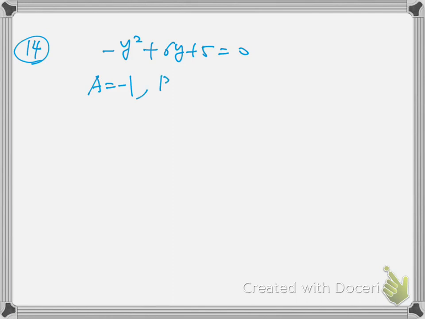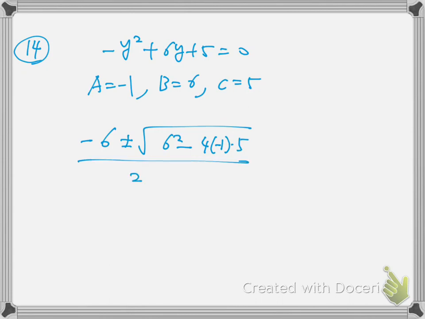Okay, yeah, so number 14, you can solve it using any method. So you just repeat the quadratic formula and then you get the answer. So A is negative 1, B is 6, C is 5. They use the quadratic formula. This is negative 6 plus minus the square root of 6 squared minus 4 times negative 1 times 5, divided by 2 times negative 1.